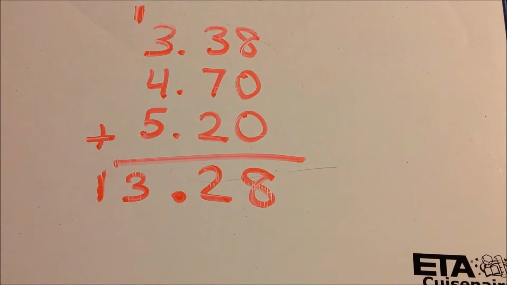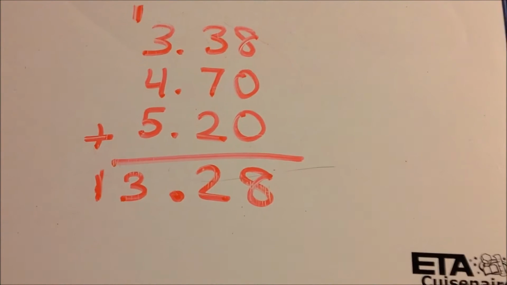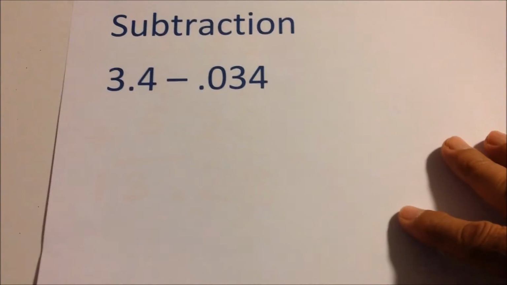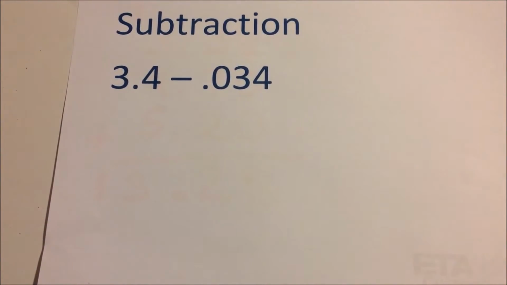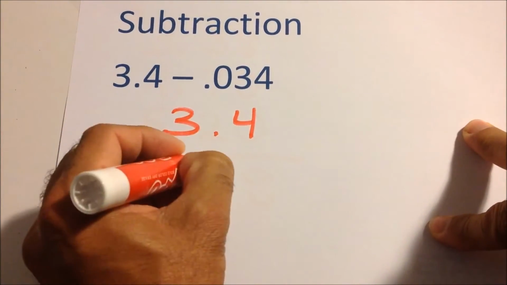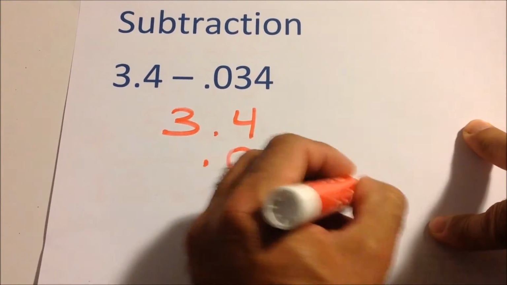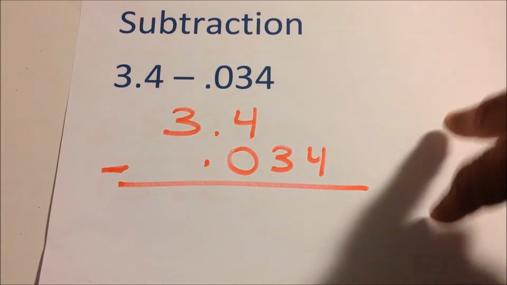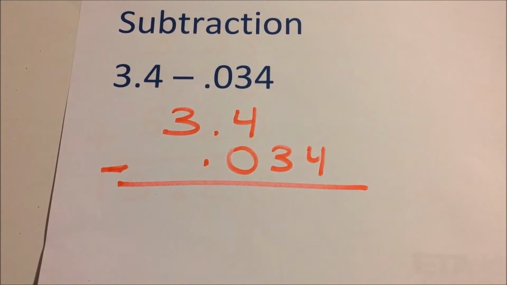Now, with subtraction, it's the same thing. You line up the decimals. Same thing with subtraction. You line up the decimals. But remember, subtraction does not have the commutative property, so you can't switch the numbers around. So 3.4 has to go on top, and 0.034 has to go on the bottom, because that's how the order was. Remember, no commutative property in subtraction.